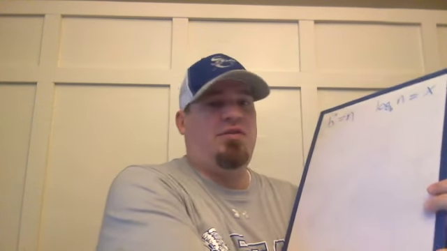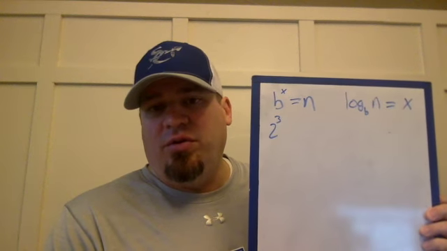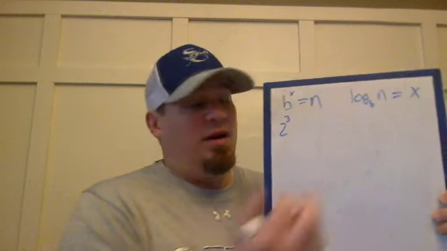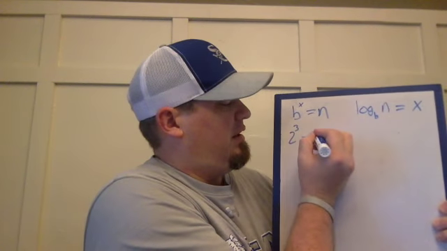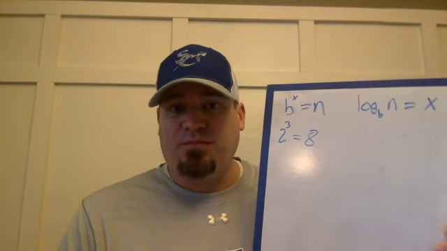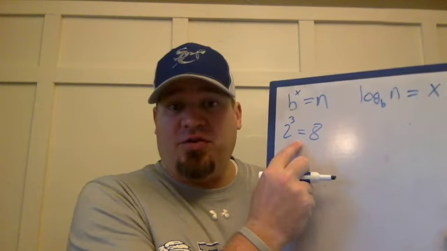Okay, so let's do an example, an easy example that we know. Let's just say 2 cubed. What is 2 cubed? 2 times 2 is 4. 4 times 2 is 8. So 2 cubed is 8, right? Pretty simple. Now, this is an exponential function.